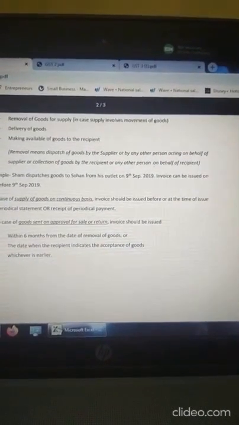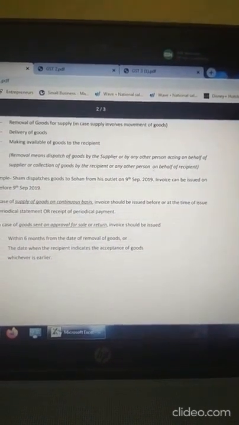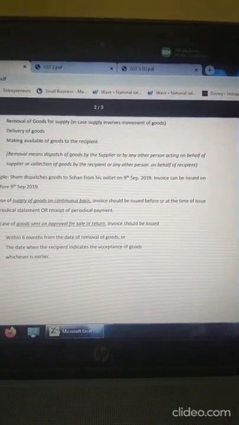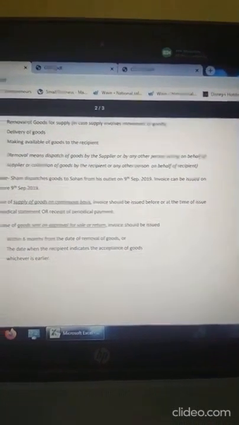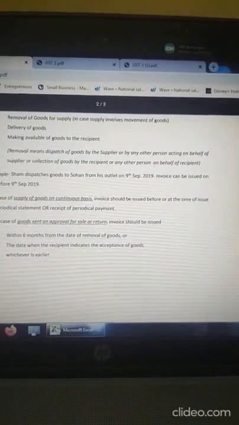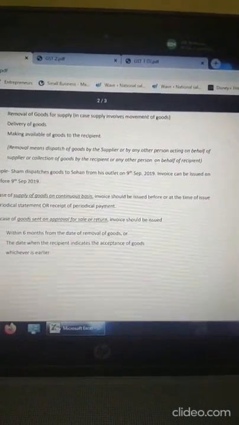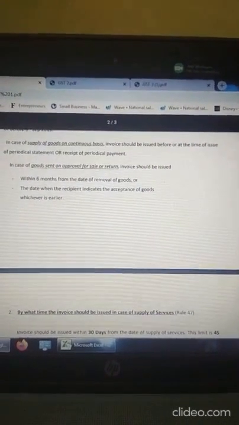Shyam dispatches goods to Sohan from his outlet on 9th September 2019. So the invoice can be issued before or on 9th September. In case of supply of goods on a continuous basis, the invoice should be issued before or at the time of issue of periodical statement or the receipt of periodical payment. In case of goods sent on approval or sale or return, the invoice should be issued within 6 months of the date of removal or the date when the recipient indicates acceptance of goods, whichever is earlier.